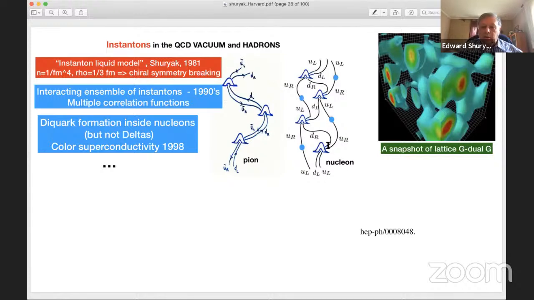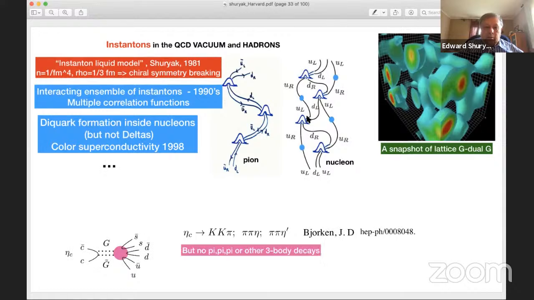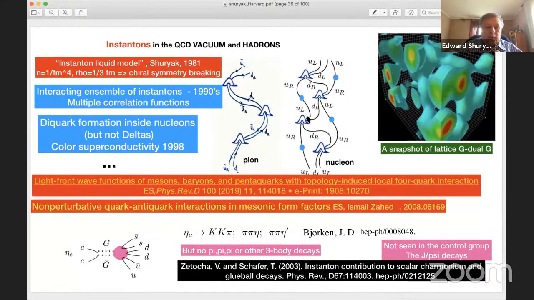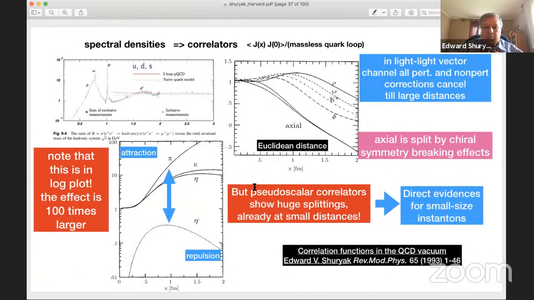In the nucleon, there is also intense tunneling, but here two quarks enter, not quark, anti-quark. And this diquark is a cousin of the pion. It's not massless, but it is very deeply bound. So that's the picture. And maybe I skip this. There is also some more recent work about the importance of this type of interaction, which is of topological origin, with main applications, of which I will describe one.